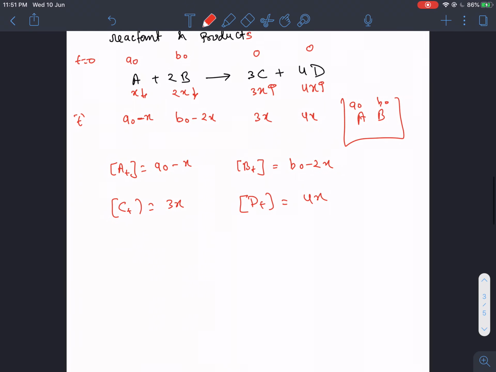Now let us differentiate, because we are interested in the relation between the rate of A, rate of B, rate of C and rate of D. So let's differentiate. What is the rate of disappearance? Because A and B are reactants, with time they will disappear and C and D will be produced. So I am going to use the words here: rate of disappearance.